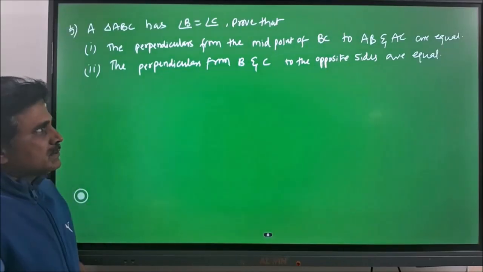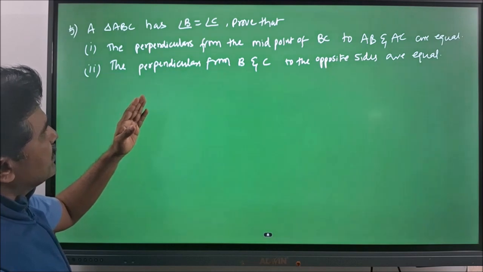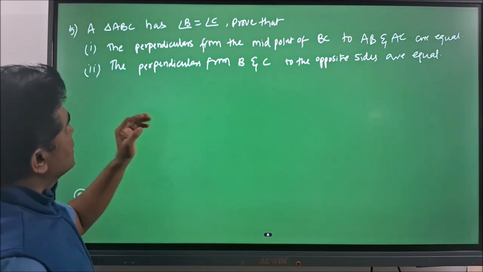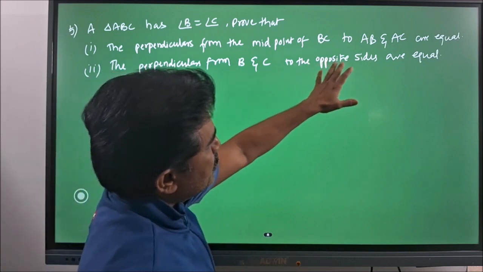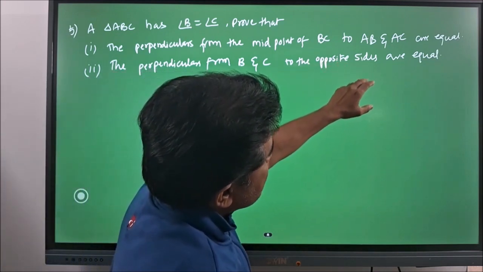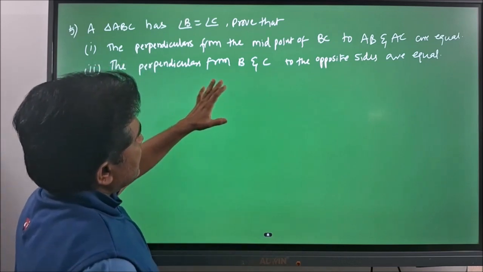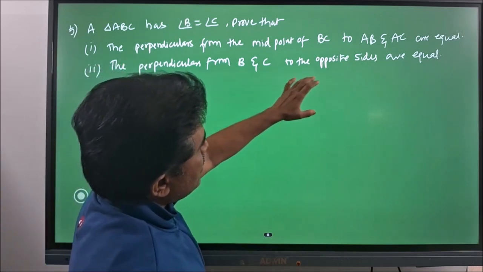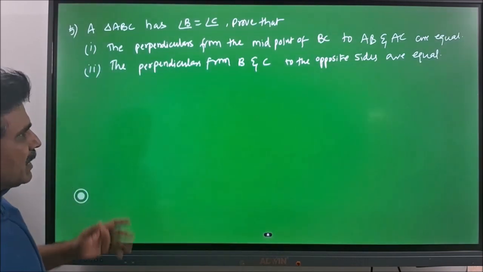Our next question is, a triangle ABC has angle B equal to angle C. Prove that the perpendiculars from the midpoint of BC to AB and AC are equal. The perpendiculars from B and C to the opposite sides are equal. Two questions are given for the same triangle.